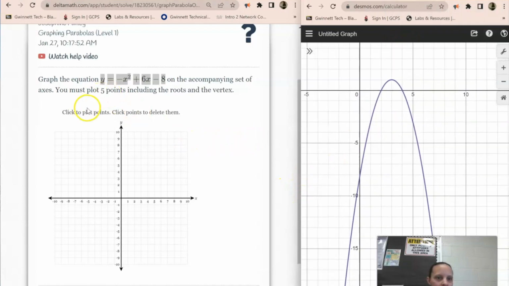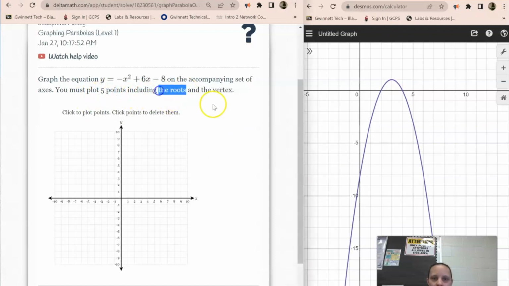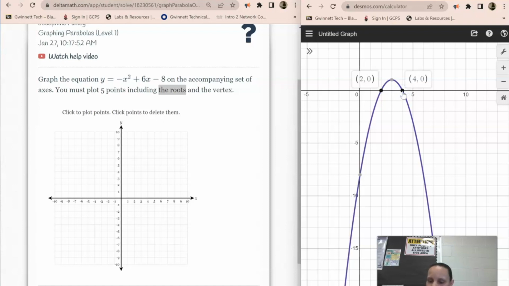All right, so plot 5 points including roots. So let's talk about the roots. So we're at the roots right here. Roots, x-intercept, solutions, or what am I missing? There's a fourth word, but I'm blanking right now. So let me plot those, okay? 2, 0, so 2, 0, and 4, 0. Those are my roots. The vertex, all right, so go to the vertex, 3, 1, 3, 1.